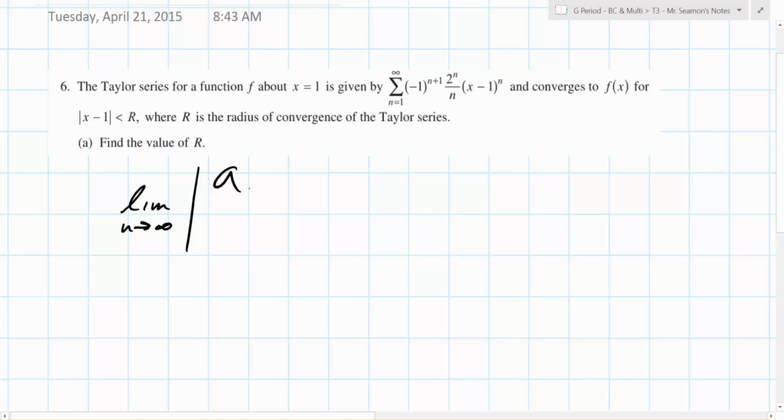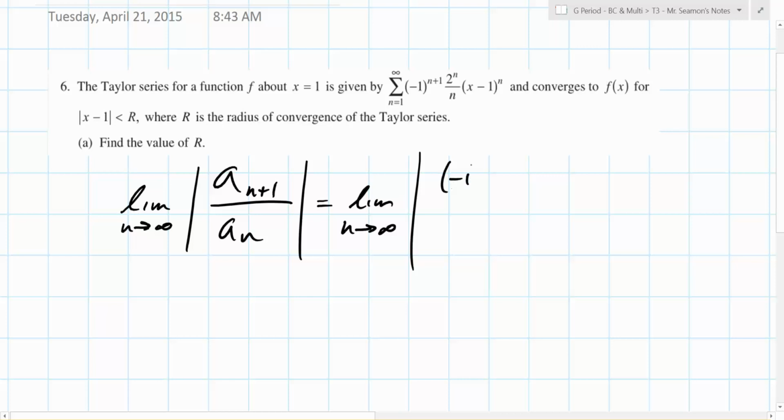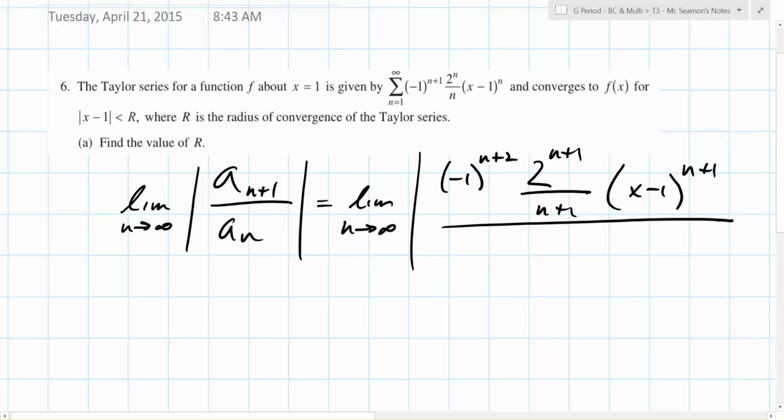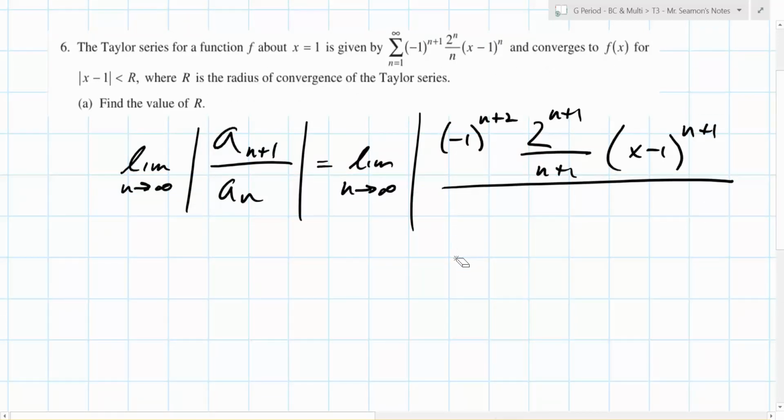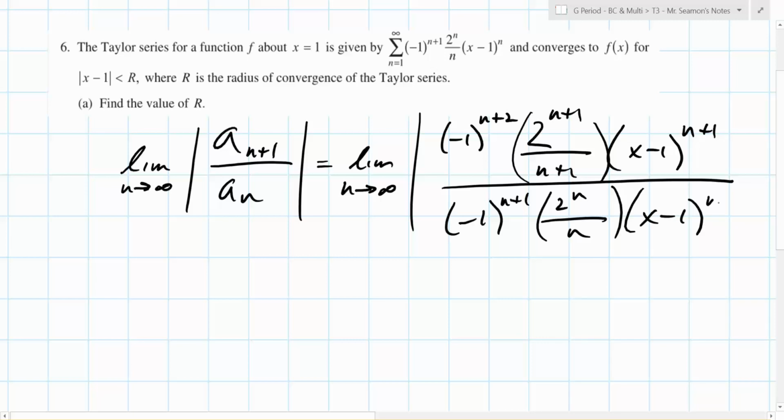A over an, right? We need to do this. So that's going to be the limit as n goes to infinity of, what's going to happen here? Negative 1 to the what? N plus 2 times 2 to the n plus 1, times x minus 1 to the n plus 1, all over negative 1 to the n plus 1, 2 to the n over n, x minus 1 to the n.